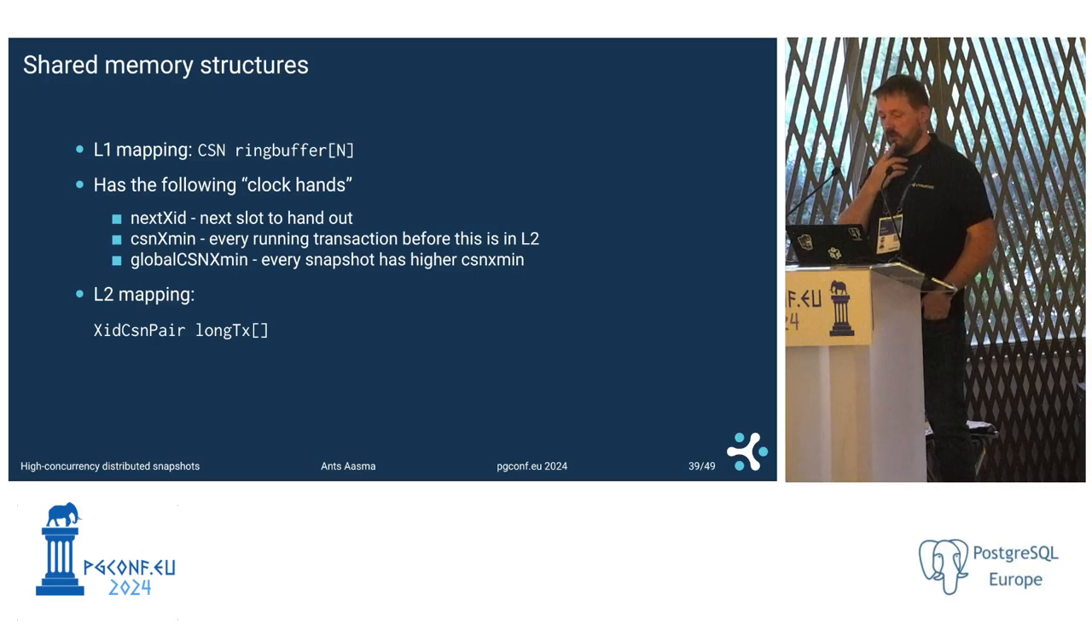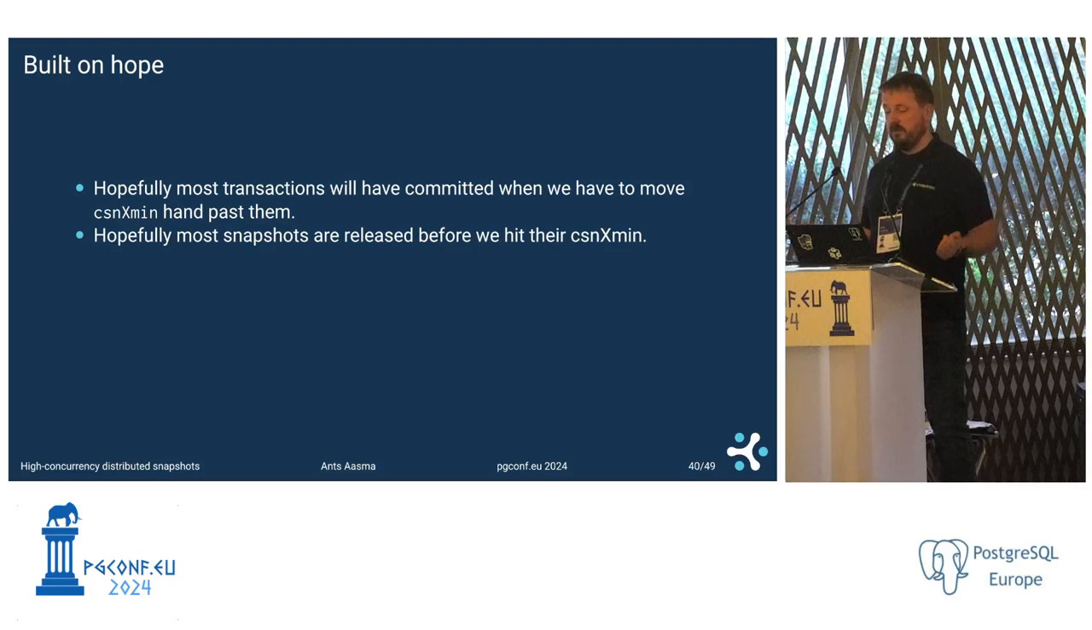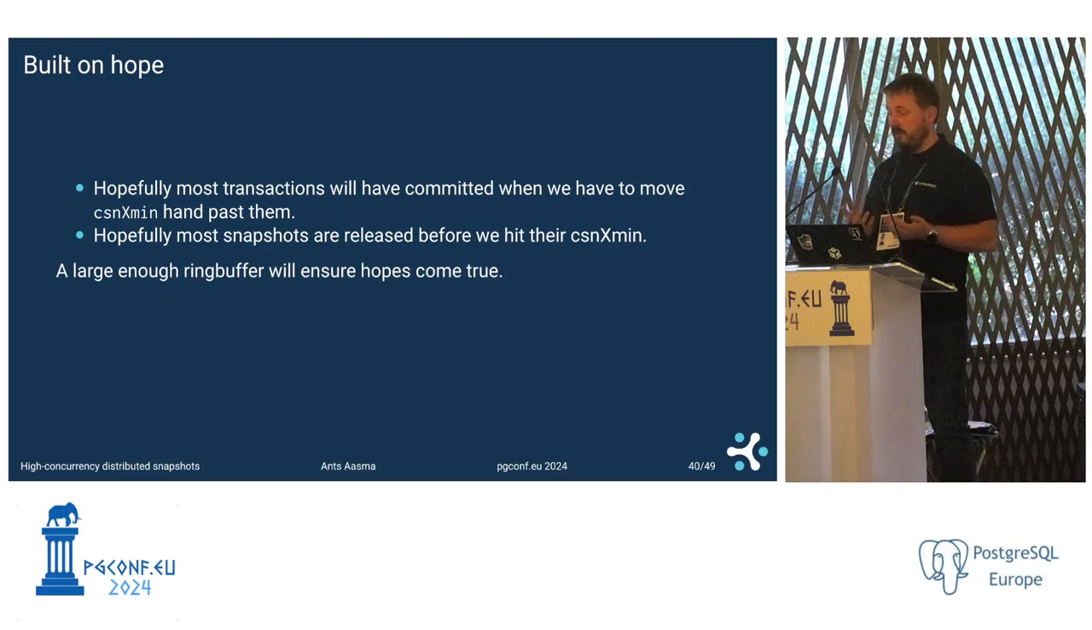And then in level 2, we might have a simple sorted array of XID to CSN values. And this is basically built on hope. Hopefully the transactions will commit before we have to move the CSN xmin value past them. So we hope that we commit before we get tagged as a long-running transaction, before we drop out. And hopefully most snapshots are released before we have to actually do any conversion. But if you have a large enough ring buffer and we do some poking about this conversion stuff, we can make those hopes come true.